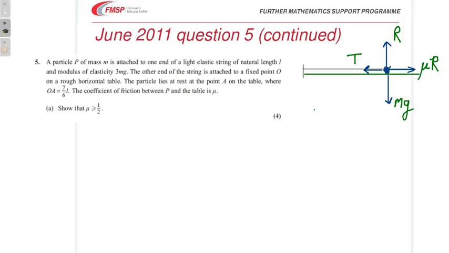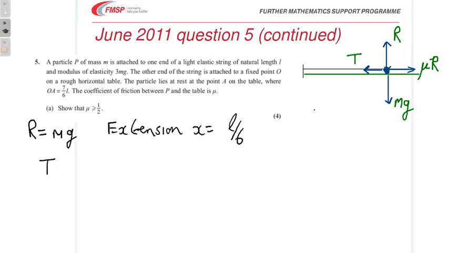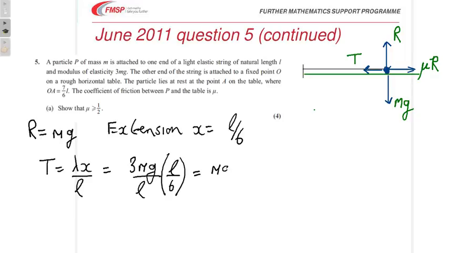First of all, it's clear that R equals mg. The only forces vertically, they balance. And the second thing we can say, reading the question, the extension x equals L over 6. So the tension in the string is lambda x over L. That's the expression for it. In this case then it becomes 3mg over L times L over 6. So the tension is mg over 2.